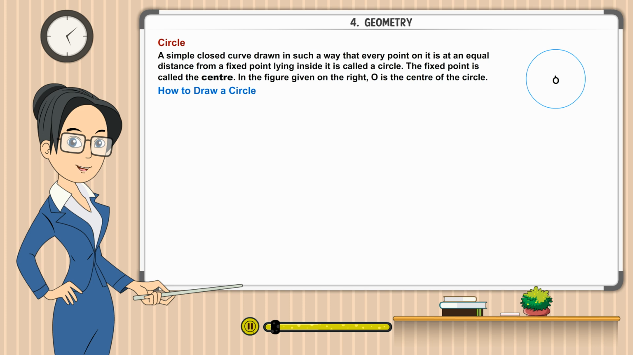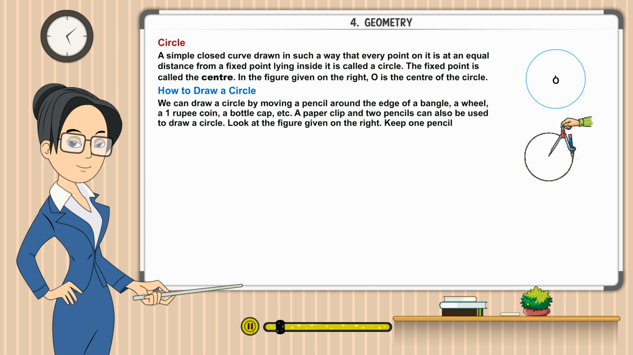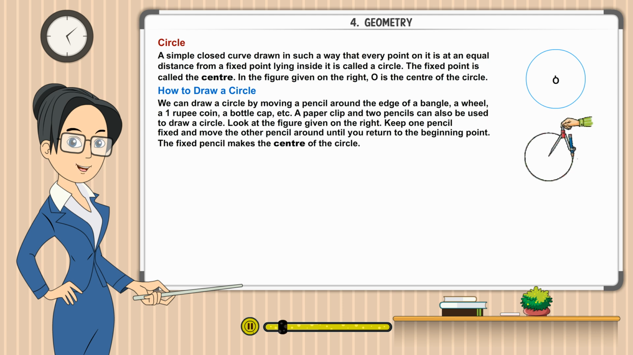How to draw a circle? We can draw a circle by moving a pencil around the edge of a bangle, a wheel, a 1 rupee coin, a bottle cap, etc. A paper clip and 2 pencils can also be used to draw a circle. Look at the figure given on the right. Keep one pencil fixed and move the other pencil around until you return to the beginning point. The fixed pencil makes the center of the circle.